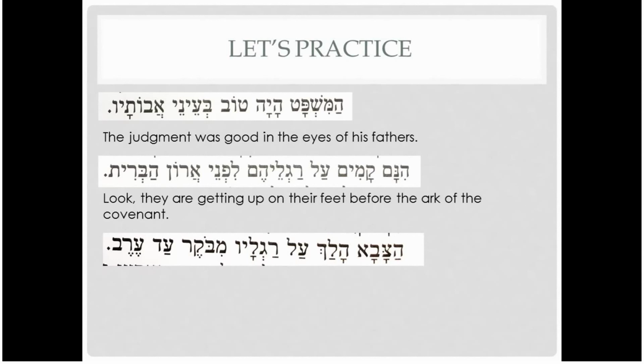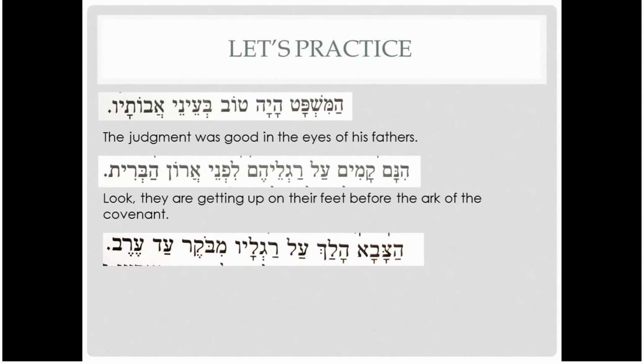Okay, let's look at just one last sentence. Hatzava halach al raglav miboker ad erev. What do you recognize that's familiar here? Well, halach is, of course, a word that we recognize. Third masculine singular, pa'al perfect, and it has to do with walking, or going. Here we have regel again, but this time, notice it has a yod between the lamed and the pronoun, so this must be a plural noun with a pronoun. And then we have miboker ad erev. Boker is morning, and min is from.